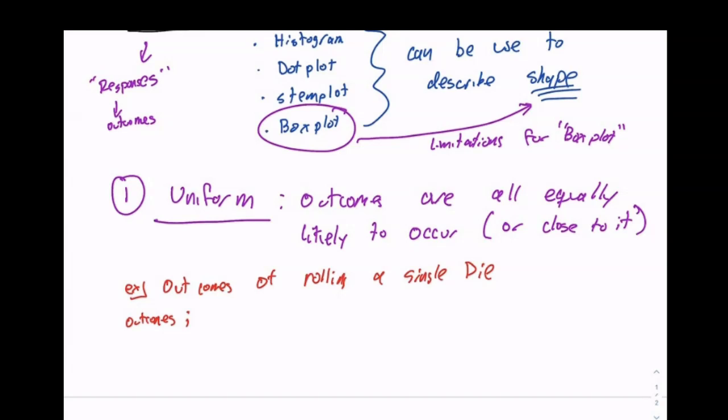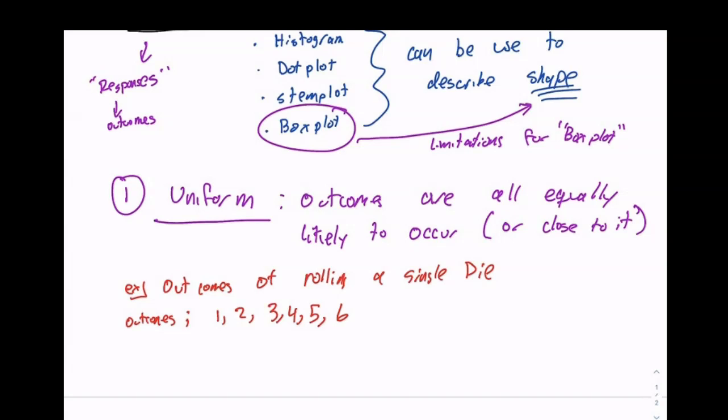1, 2, 3, 4, 5, 6. So the outcomes of rolling a die are 1, 2, 3, 4, 5, 6. Yes, they're numbers, and yes, there are 6 of them. The outcomes specifically are 1, 2, 3, 4, 5, 6.